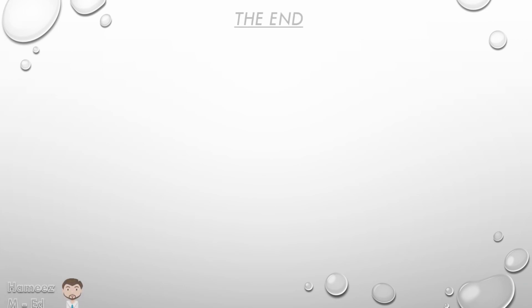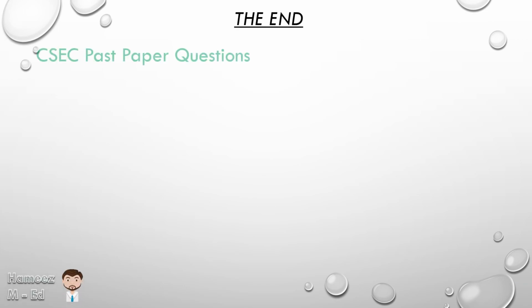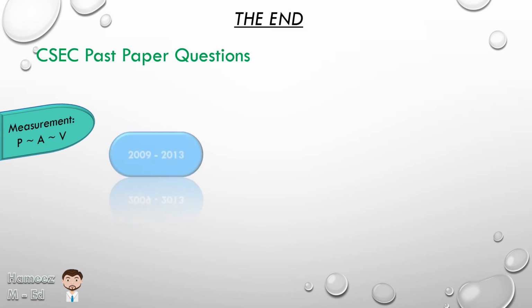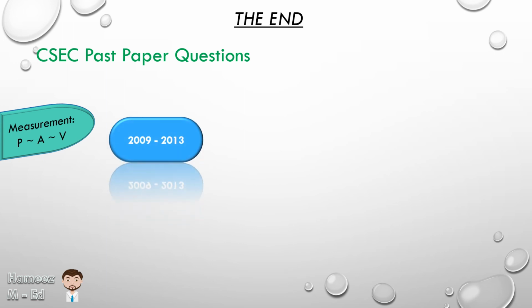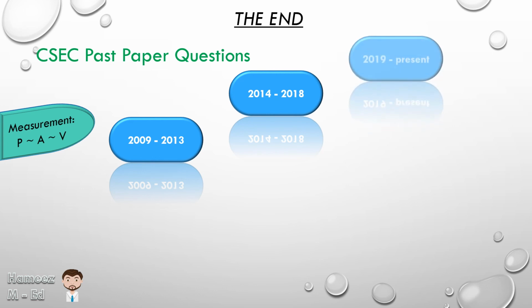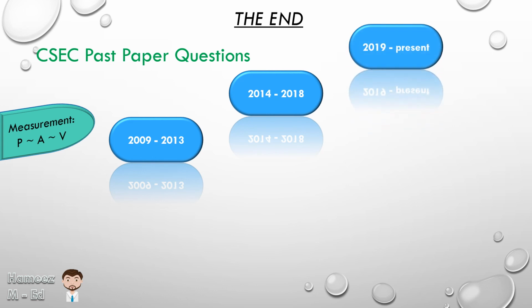We've come to the end of this video on CSEC past paper questions, specifically on the fourth topic of the syllabus, measurement, which focused on the subtopic perimeter, area, and volume. The first video in this series did 5 past paper questions from May 2009 to 2013. The second went from 2014 to 2018, and this video continued the trend starting at 2019 until the present.